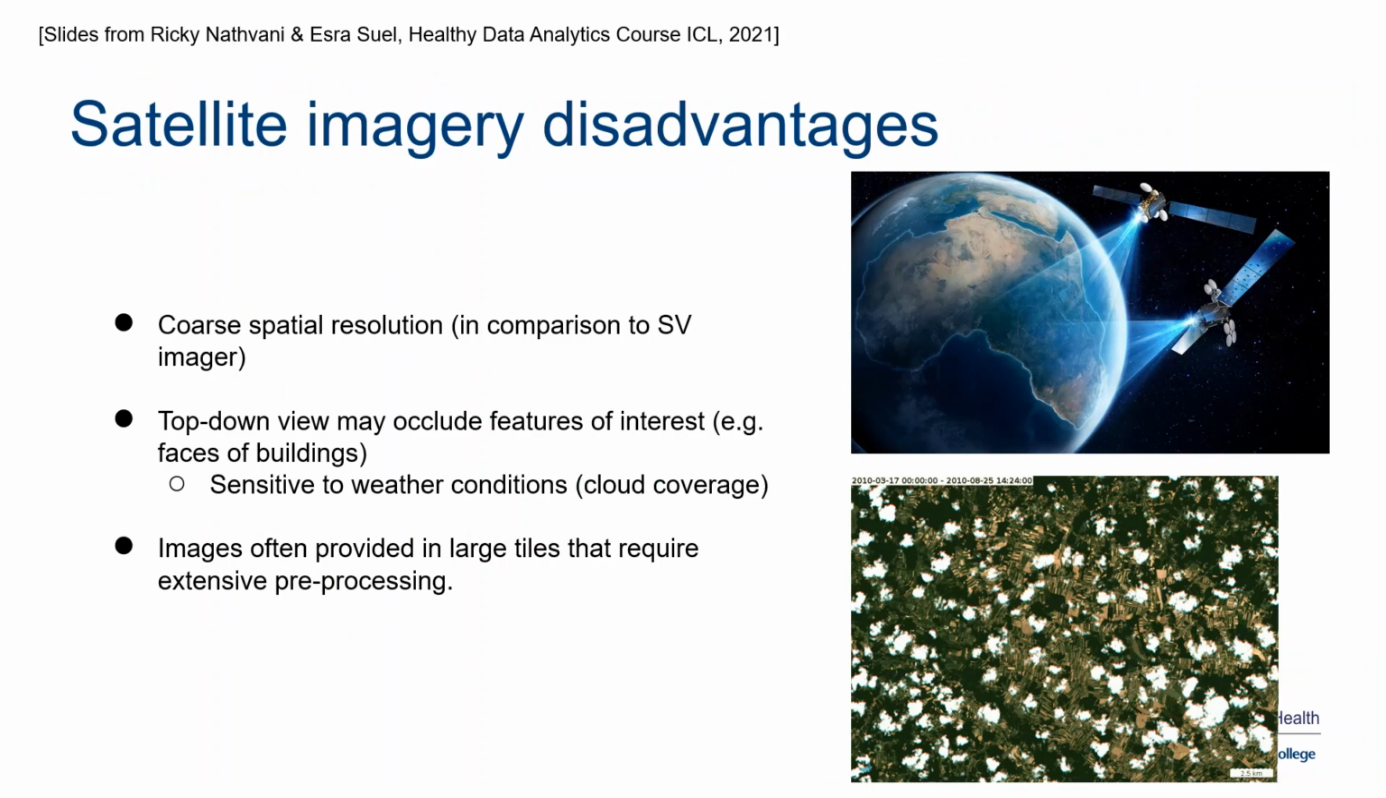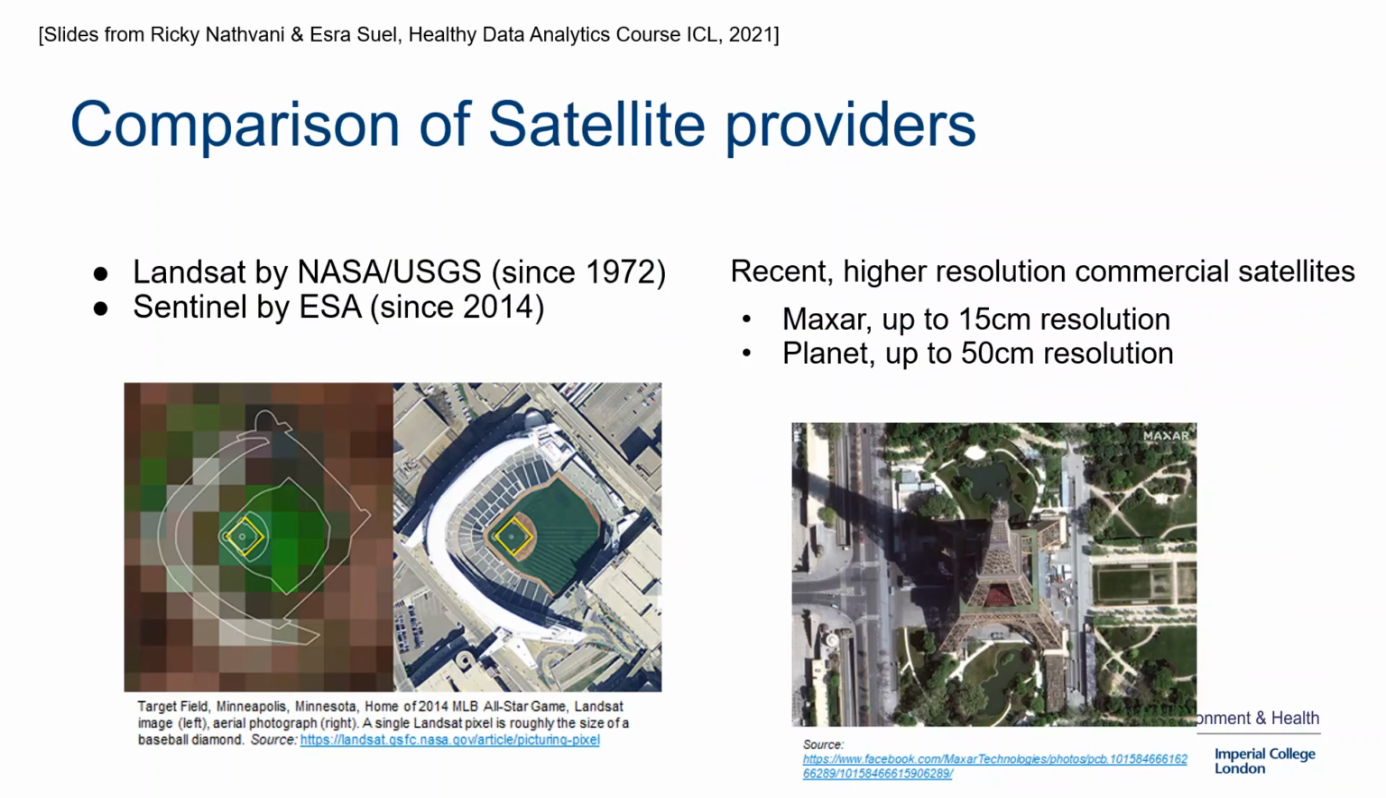The disadvantage is the coarse spatial resolution in comparison to Street View. In addition, having a top-down view might occlude features of interest, for example, faces of buildings. And the images are often provided in large tiles that require extensive pre-processing. There have been huge strides to provide higher resolution satellite imagery. The image on the left shows the Landsat image, which has been around since 1972, versus an aerial image of a baseball game.